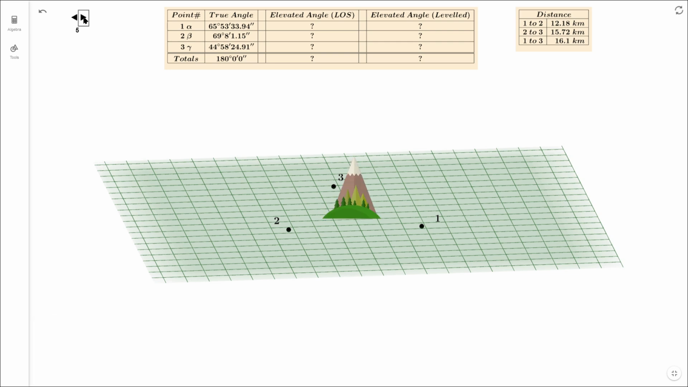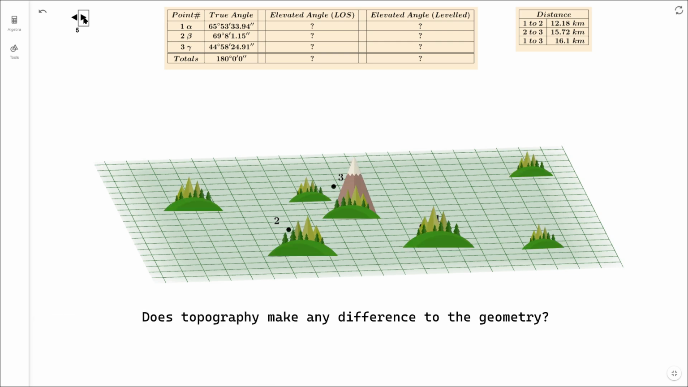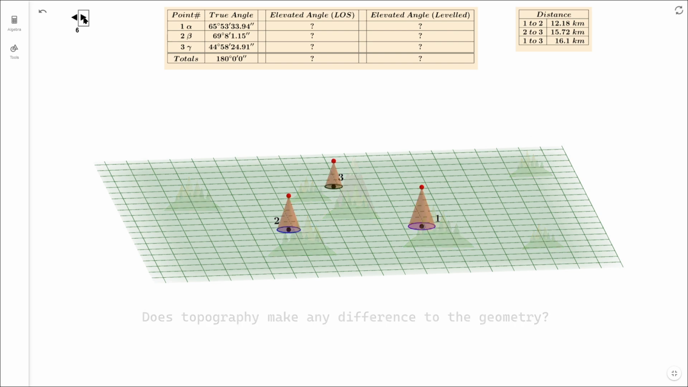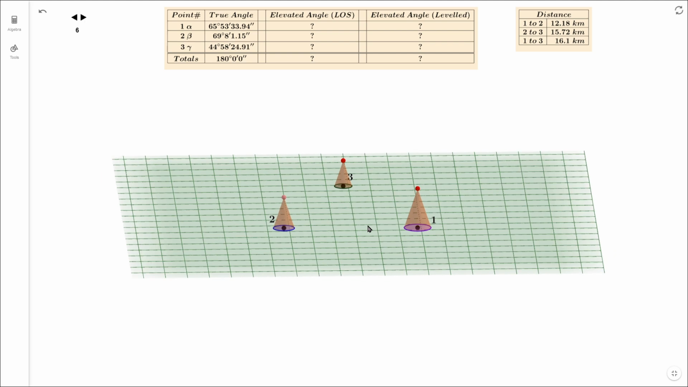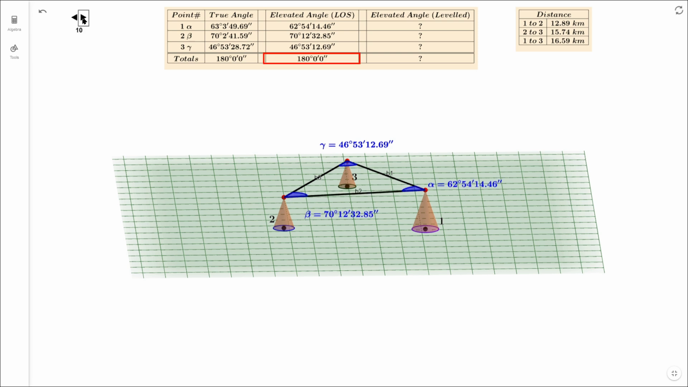So I'll introduce a bunch of hills and trees that will initially block my view until I can build myself some towers that would elevate me above all of that. Then I could try measuring some angles to each of these new red points that are directly above the black ones. This is alpha, this is beta, and this is gamma, and I can see that these also sum 180 degrees.